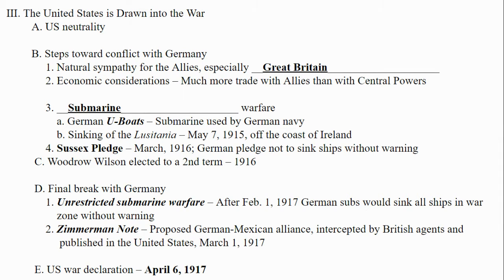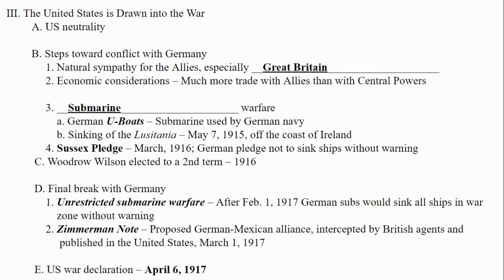The final break with Germany came, though, as you can see in Section D, their unrestricted submarine warfare. After the 1st of February, German submarines basically had the green light to sink any ships in a war zone without warning. If they were considered to be unfriendly or in any way an aid to the enemy, they would be sunk.